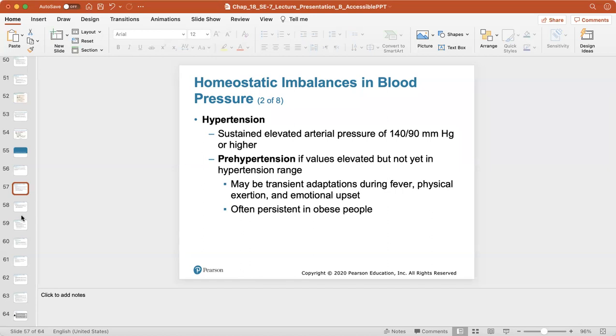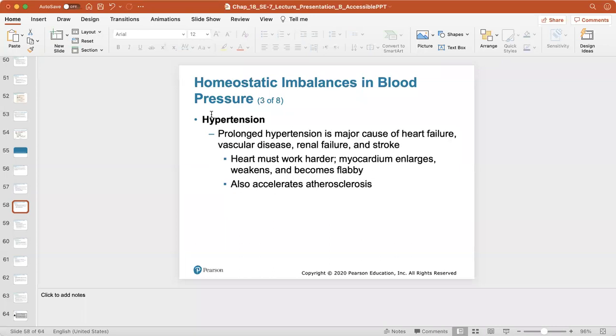Pre-hypertension is when values are elevated but not yet in the hypertension range. It may be transient due to fever, physical exertion, or emotional upset, and it's often persistent in obese people. So my dad was overweight for a while. He was in the pre-hypertension stage, and now he's always in the hypertension stage, even though he's doing a lot better with his diet and exercise.